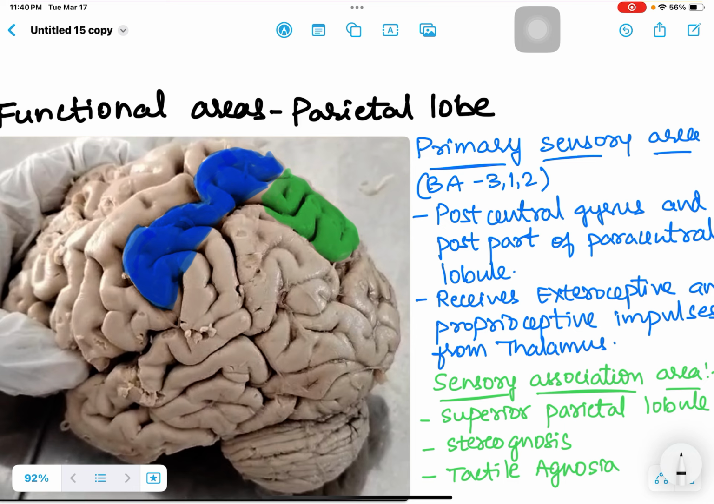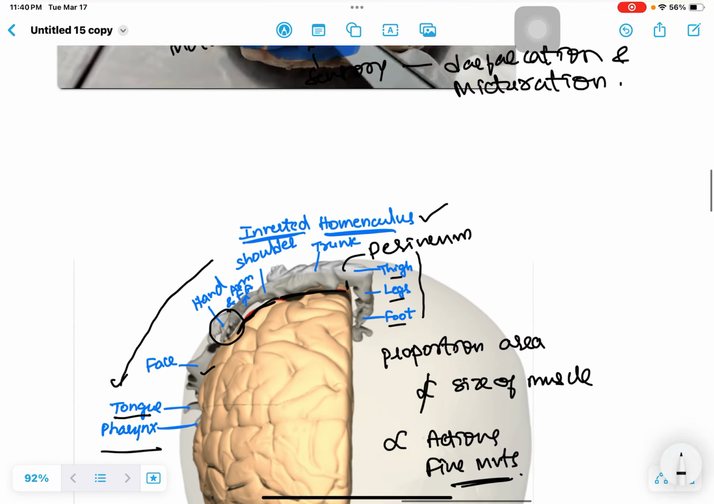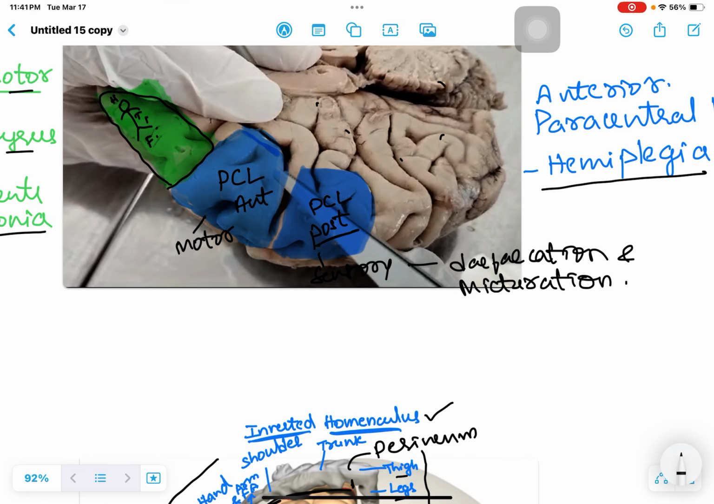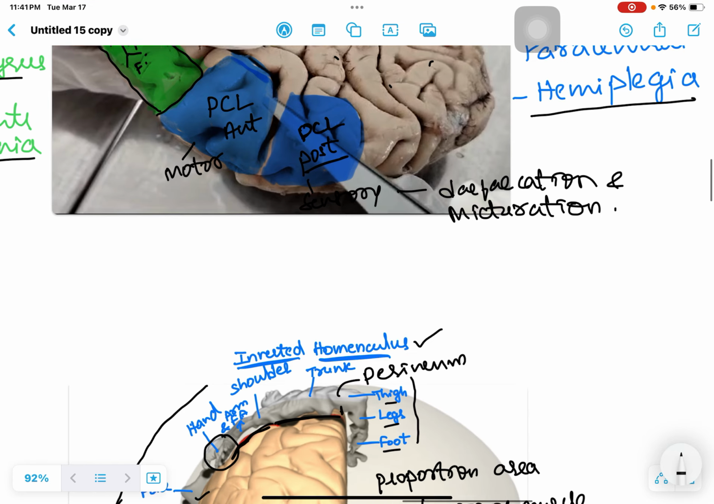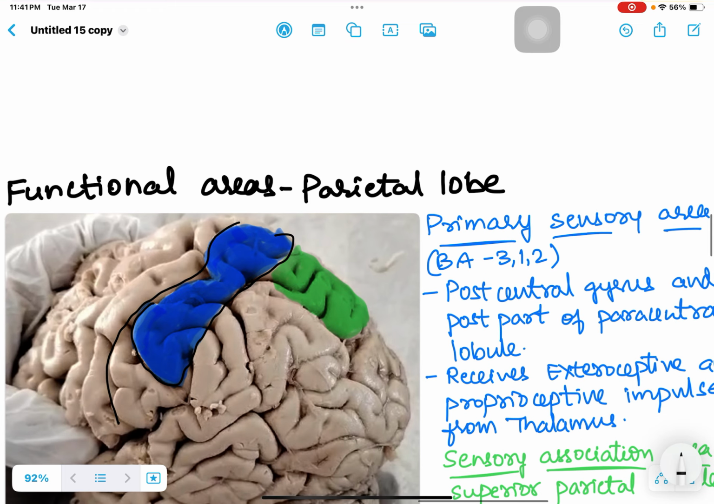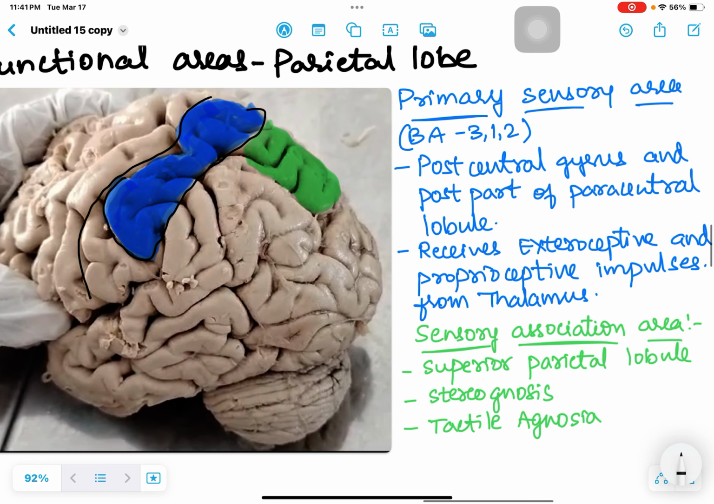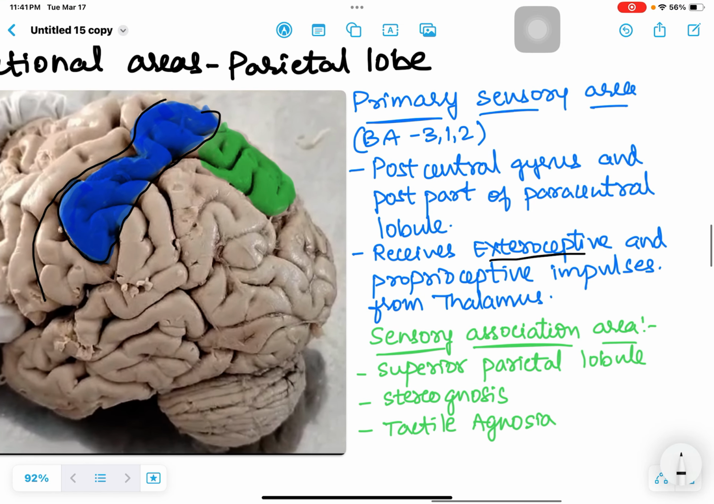So this is the central sulcus. Behind the central sulcus, you are seeing the post-central gyrus. This post-central gyrus also extends onto the medial surface, onto the posterior part of the paracentral lobule. And this receives exteroceptive and proprioceptive impulses.